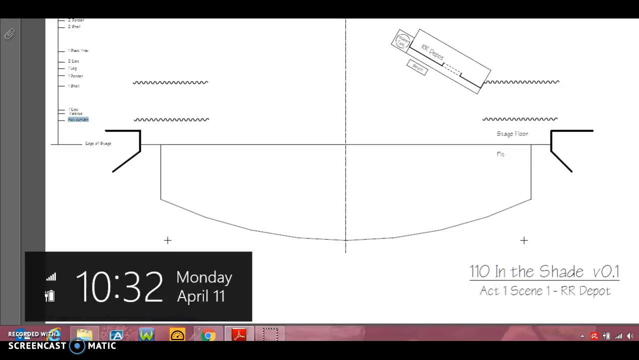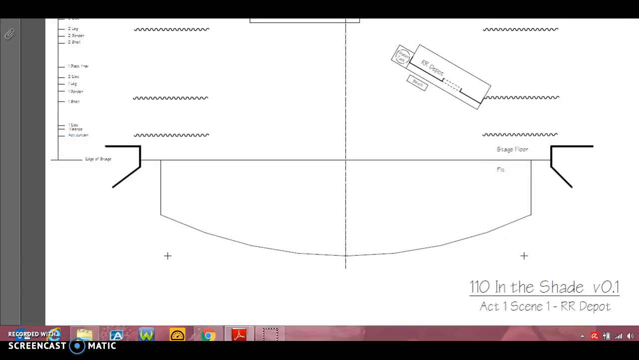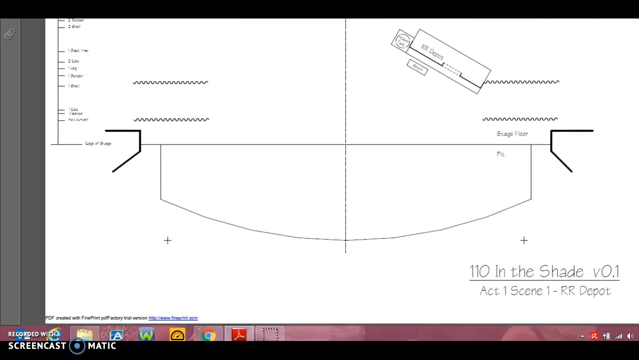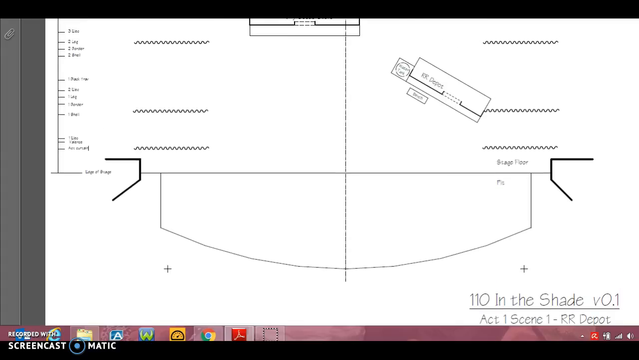Hey directors, today we're going to be talking about some vocabulary and we're going to be looking at the top view of a ground plan of a proscenium theater. So let's get started. The first thing we're going to be looking at is the apron.